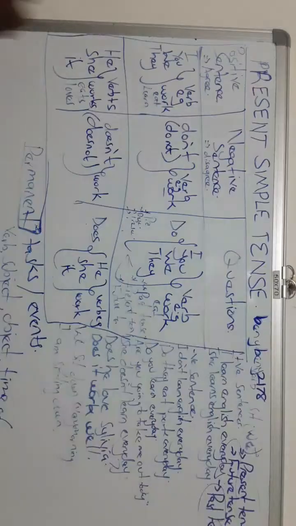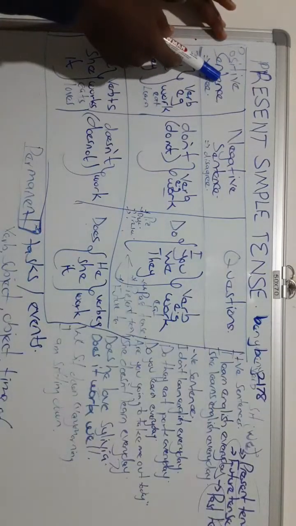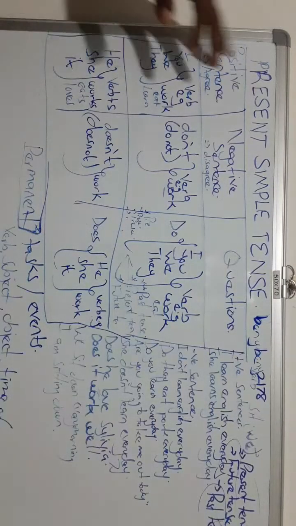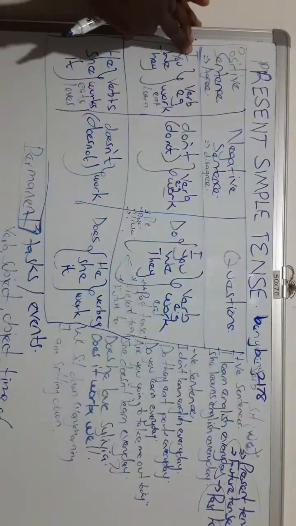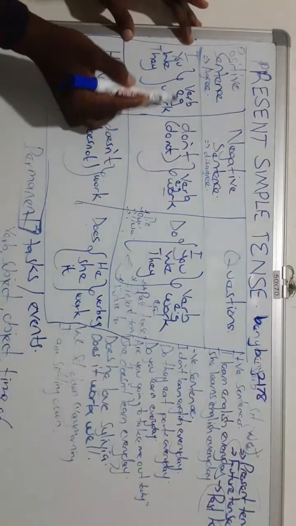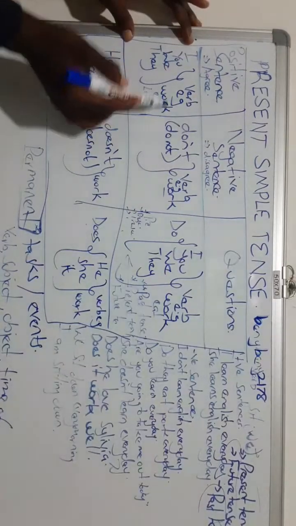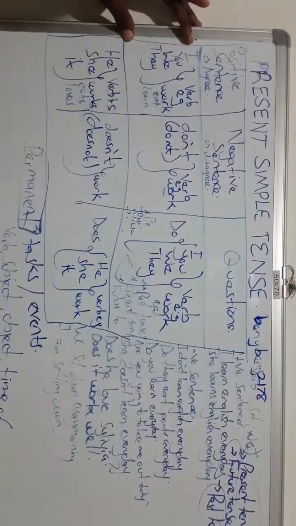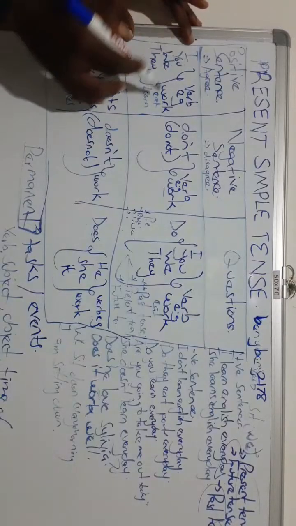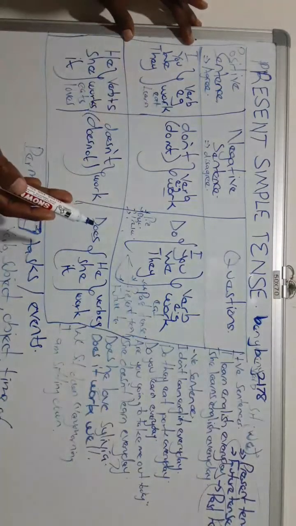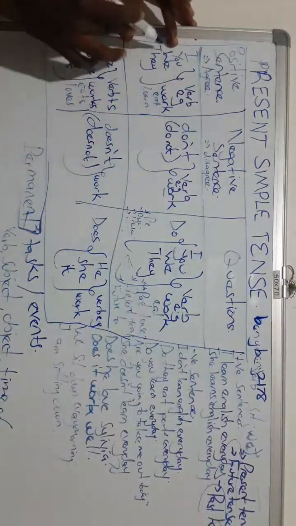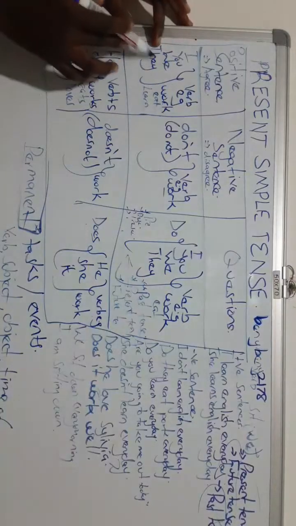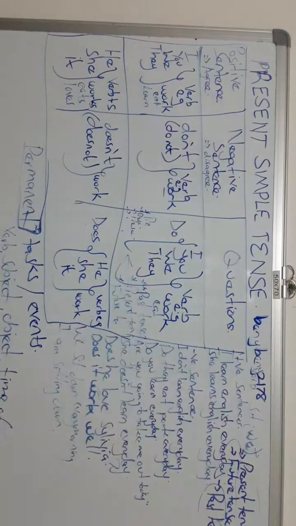Okay, so when you're constructing a positive sentence under present simple tense, when you're using I, you say I. For example, the verb we have is work. You say I work every day. So I work every day. You work every day. We work every day. They work every day. So that is a positive sentence.